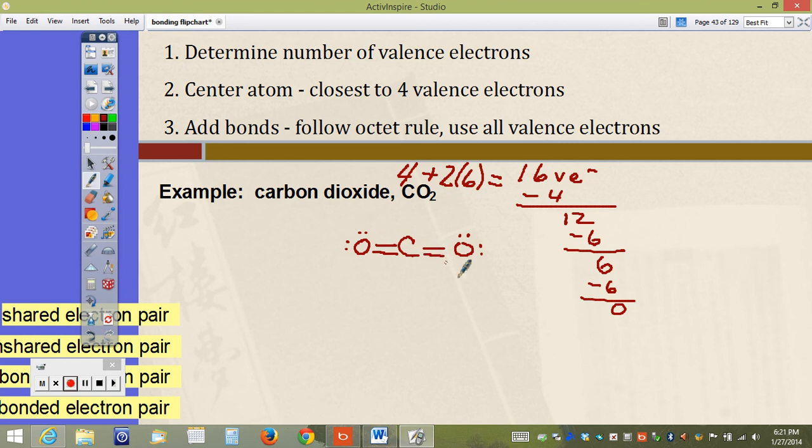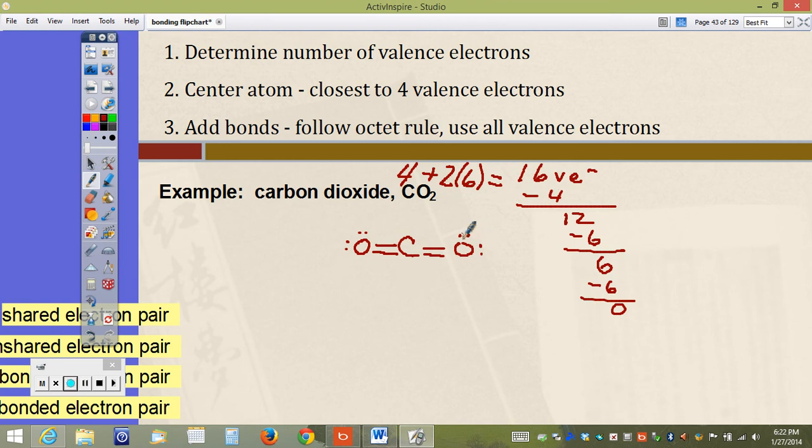Now you might be asking, why move these over? Why not move these over and make a triple bond? The reason why is that usually symmetry is more stable in nature than not having a symmetrical molecule. But if you take AP chemistry, you'll be able to calculate to see why one molecule is advantageous over the other. Let's double check to make sure we've used our 16 valence electrons.